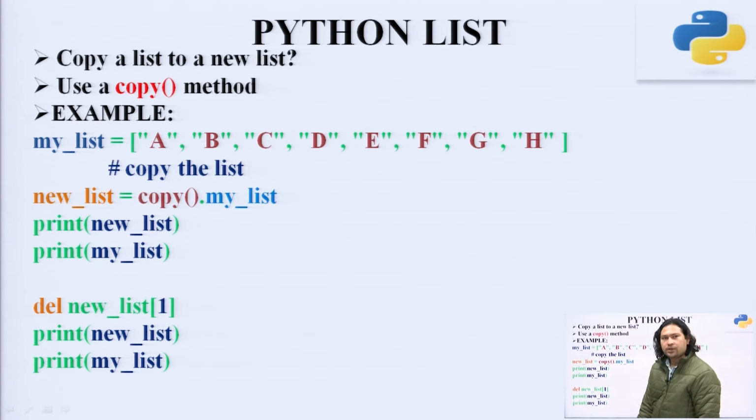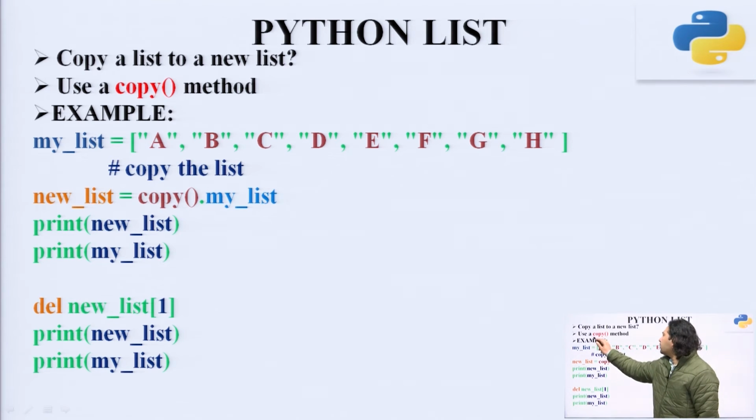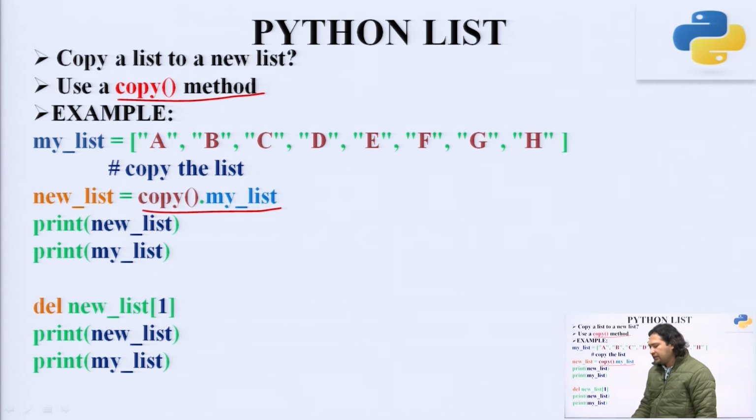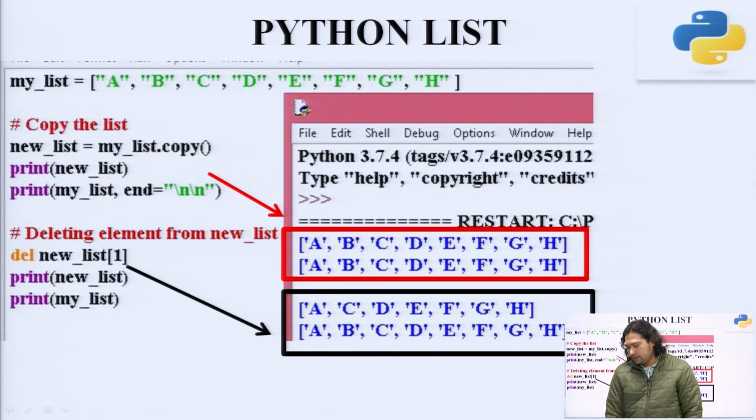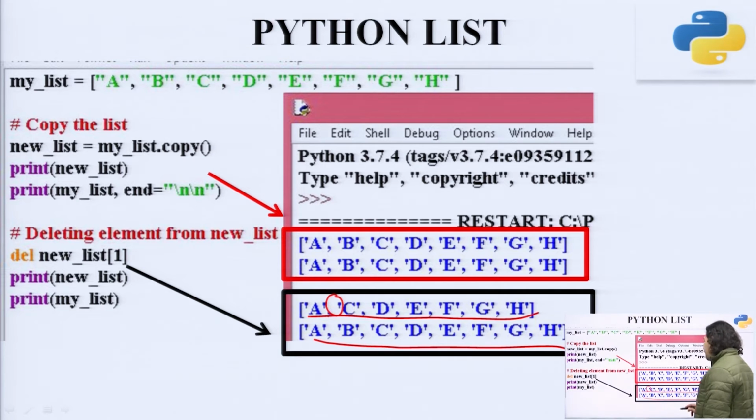So, in order to create a copy, you can go for either of two steps. The first step is you can use the copy method. When you are using the copy method, the answer gets changed. You can see here that the operation is taking place in the new list, and here the element is missing, but in the original the element remains unchanged.